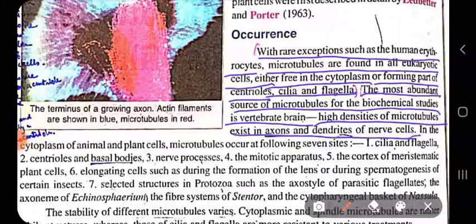Now, in the cytoplasm of animal and plant cells, microtubules occur at 7 sites. So there are 7 important sites where microtubules are found abundantly. Okay, what are those sites? Cilia and flagella, which help in the movement of the cell. Well, a long flagellar tail is found in the sperm cell. That's a big example.